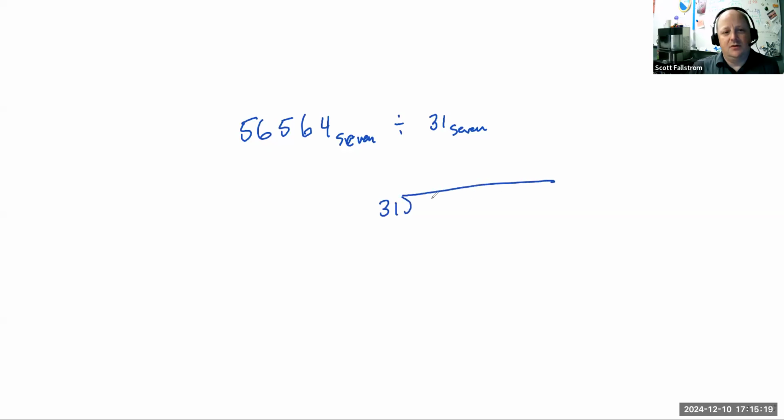And let's try another one. I know that one went too quick, right? So I don't know. 5, 6, 5, 6, 4 base 7 divided by, oh, it doesn't matter. 3, 1 base 7, it doesn't matter. So set up your division. Ooh, that looks horribly drawn. 3, 1 goes into 5, 6, 5, 6, 4.